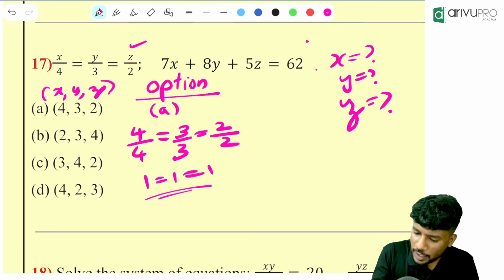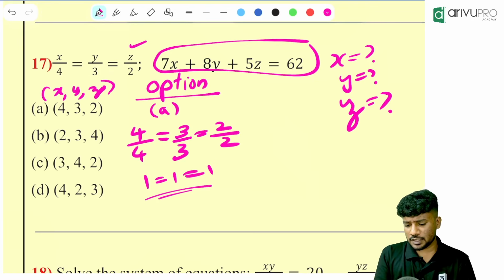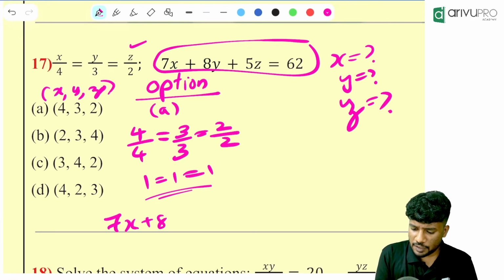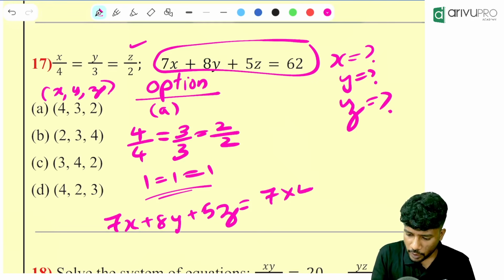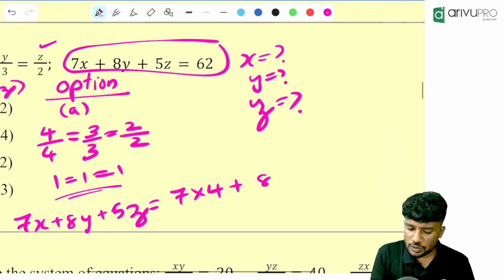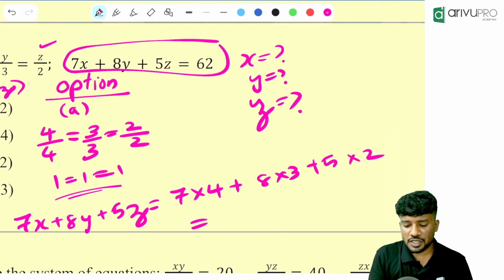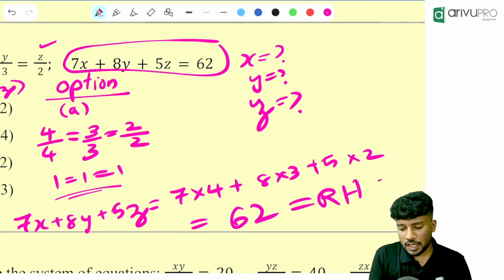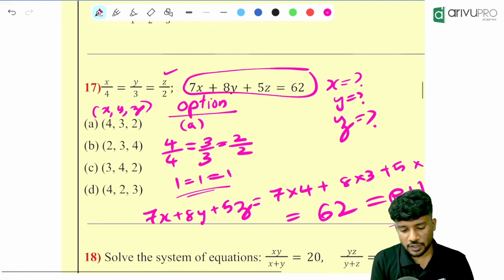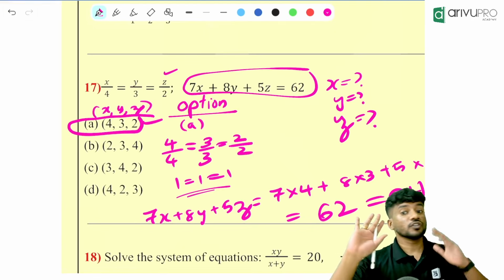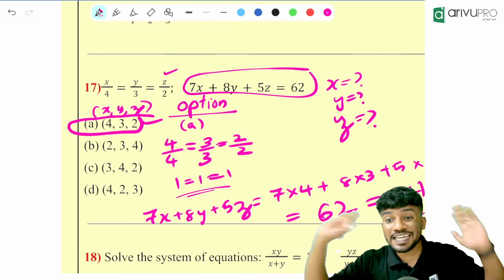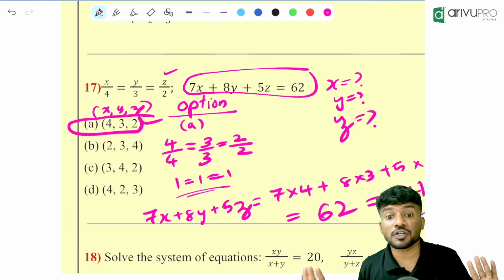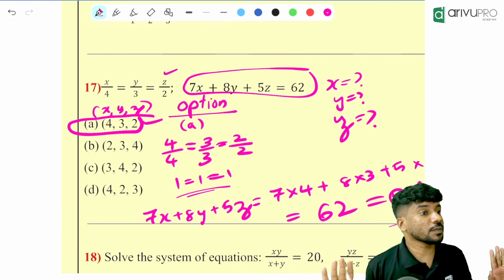Now, look at the next one. We need to put x, y, z. 7x plus 8y plus 5z. How will you write? 7 into 4 plus 8 into 3 plus 5 into 2. Use memory calculation. How much is it coming to be, people? 62, which is equal to your RHS. So which option is your answer, people? Option A. This is the only question or only type you can expect for your examination. Other than that, nothing else will be there.